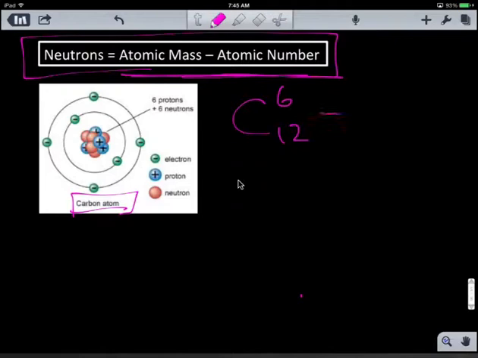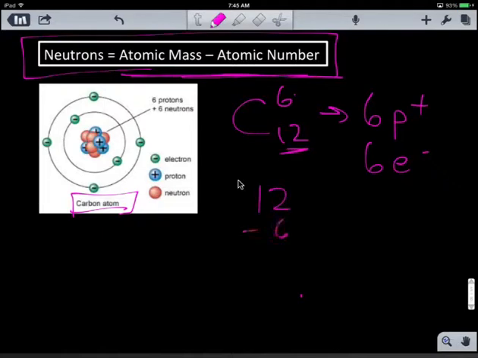So, therefore, the atomic number tells us it's going to have 6 protons. It's going to have 6 electrons. But I need to figure out how many neutrons it has, and I know this is going to be easy. 12 minus 6 is just going to be 6. So it has 6 neutrons.